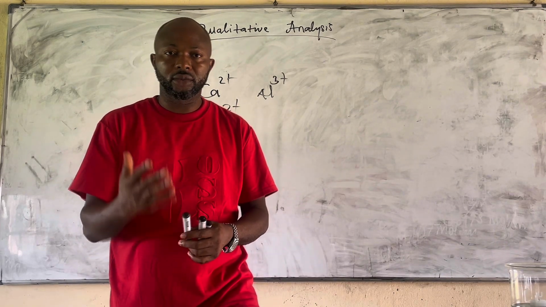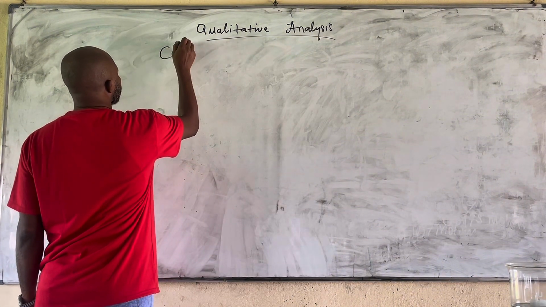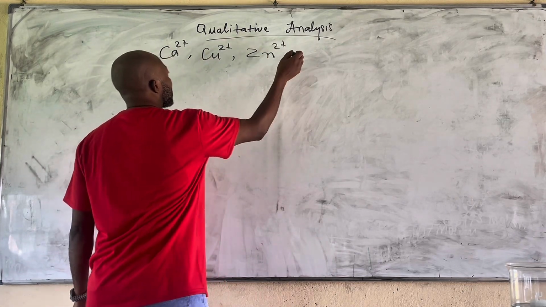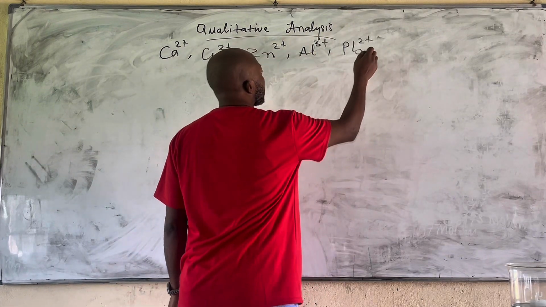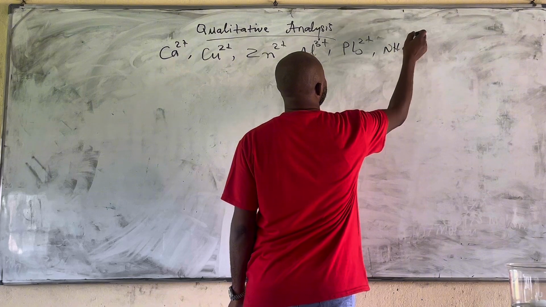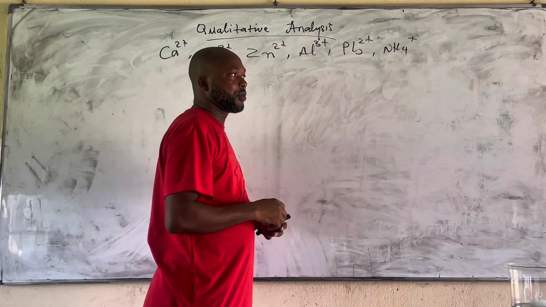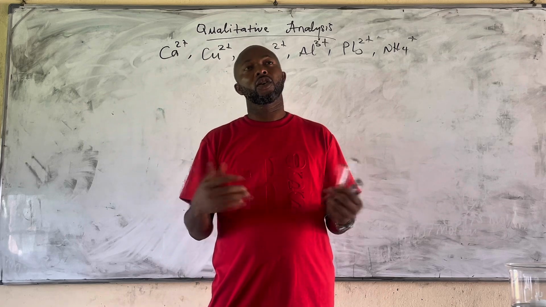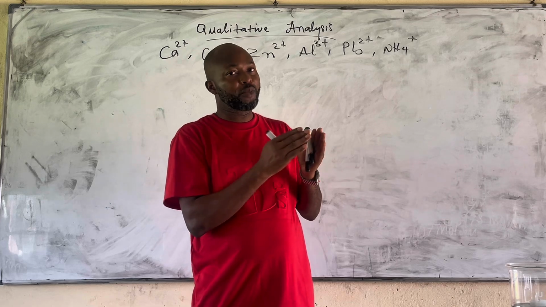Let me give us a spectrum of what we're going to be dealing with. Calcium 2+, copper 2+, zinc 2+, aluminum 3+, lead 2+, and ammonium, let's call it NH4+. I think these are basic. Now, in the laboratory, you'll be given a sample of salt, let's call it zinc chloride, or calcium chloride, or sodium chloride. You are meant to determine the cation present.